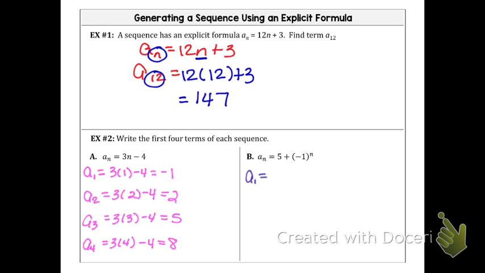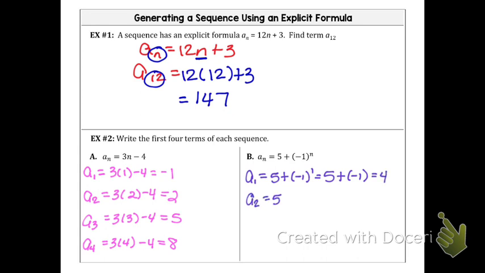So we're going to plug in 1 for our a sub 1, our first term. So 5 plus negative 1 to the first. Remember, if a negative number is raised to an odd exponent, it stays negative. If it's raised to an even exponent, it becomes positive. And 1 to the first is just 1. So we got 5 plus negative 1, which is 4.